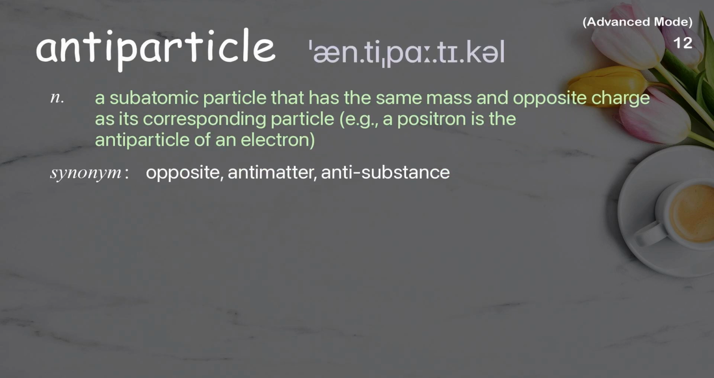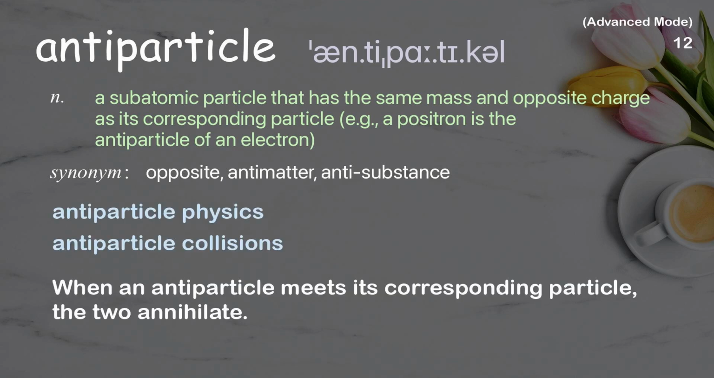Antiparticle. A subatomic particle that has the same mass and opposite charge as its corresponding particle. Example: a positron is the antiparticle of an electron. Examples: Antiparticle physics. Antiparticle collisions. When an antiparticle meets its corresponding particle, the two annihilate.